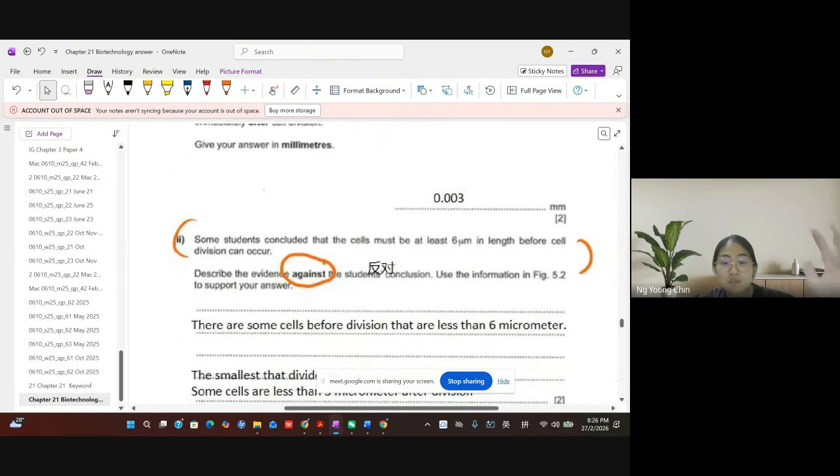And then for this one, some students conclude that the cell must be at least 6 micrometer in length before cell division can occur. So describe the evidence against the student's conclusion. Against, okay, means what? You write in the opposite way.